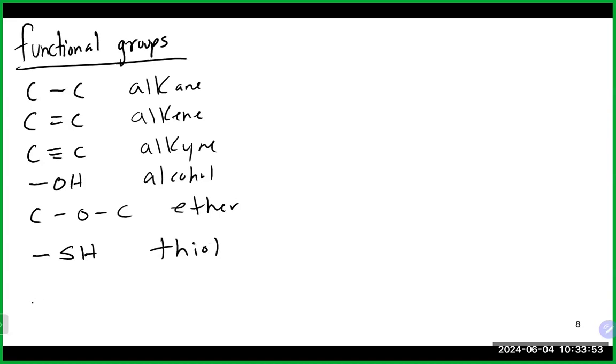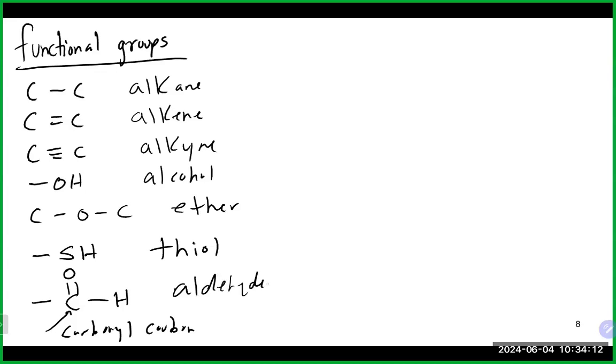You could have this carbon oxygen double bond to a hydrogen. By the way, this carbon oxygen double bond is what is referred to as a carbonyl carbon. And that is known as a group of molecules known as aldehydes. You could also have a carbon oxygen double bond OH. That's a carboxylic acid, like acetic acid, vinegar, basically.